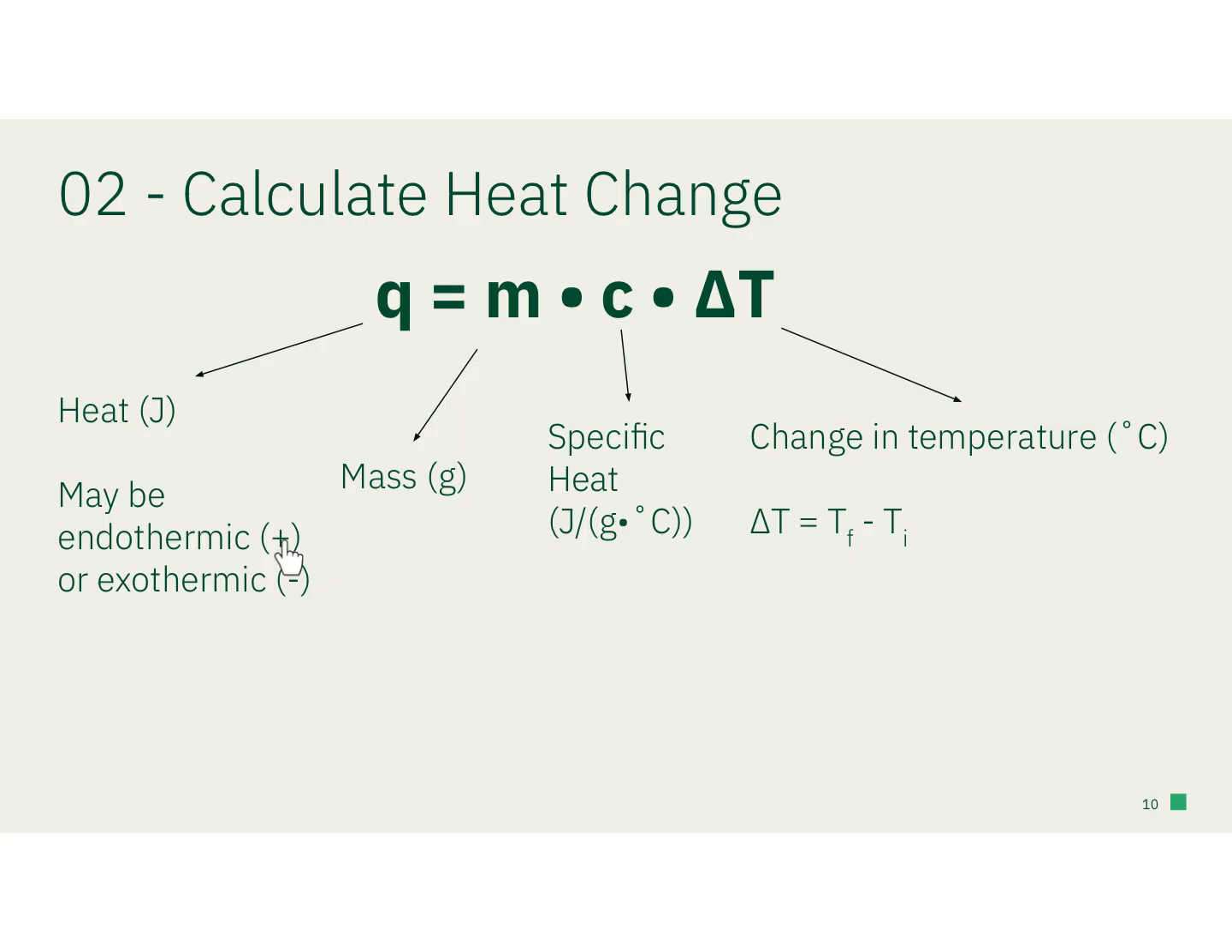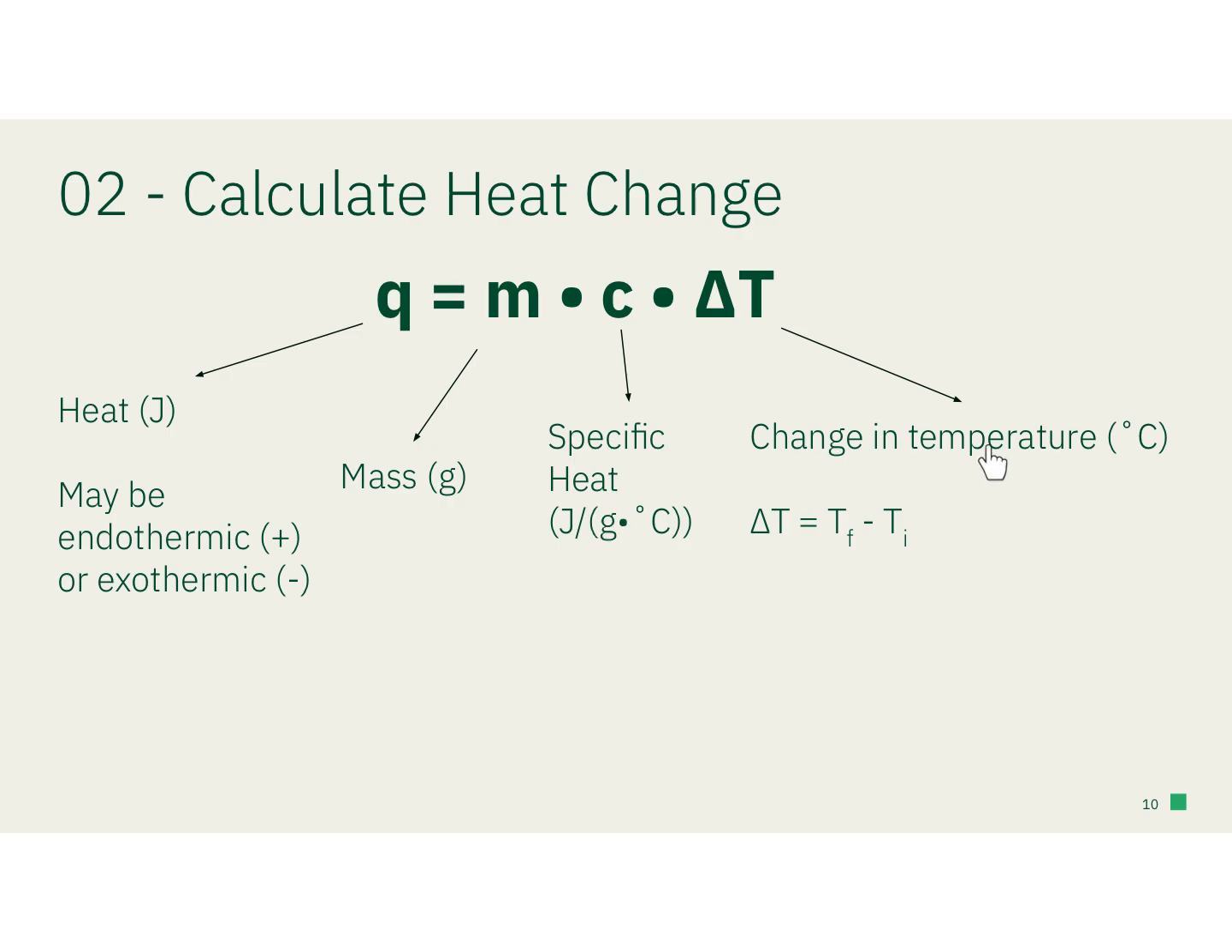This may be positive if it's an endothermic situation, or maybe negative if it's an exothermic situation. Mass is always a positive number. This is the measure of how many grams of the substance you have. The specific heat capacity is something that you will pick off a table, or it will always be told to you. And so you never have to memorize these. Every substance has its own unique specific heat capacity, and you will choose it off a table like I mentioned.